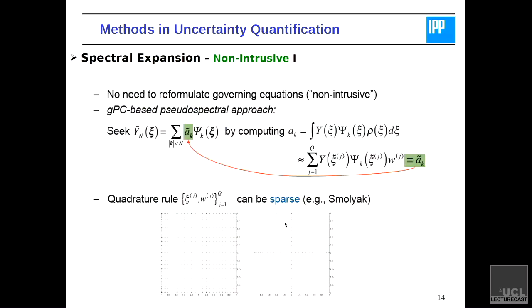The advantages I've already mentioned: you don't have to reformulate the governing equations. We're going to try and find these coefficients by essentially running the original code at particular points. The quadrature rule that we're going to be needing is in general on some sort of sparse grid, or some sort of grid, but there are ways of essentially making it more sparse so that we don't have quite so many calculations.